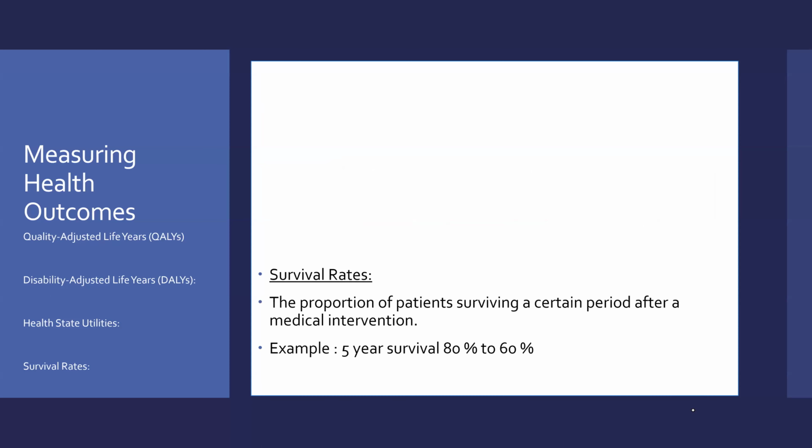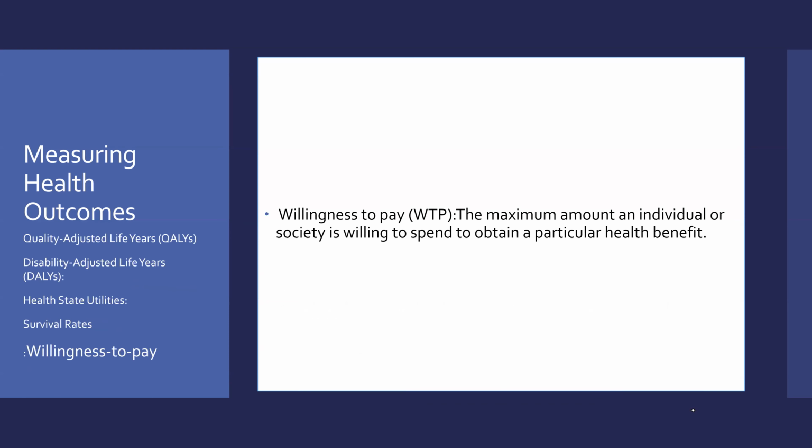Other most commonly used is survival rates. This is usually seen in malignancies. They would say that survival improves or reduces death. So survival either improves or reduces by a percentage. That tells you what proportion of patients are surviving.